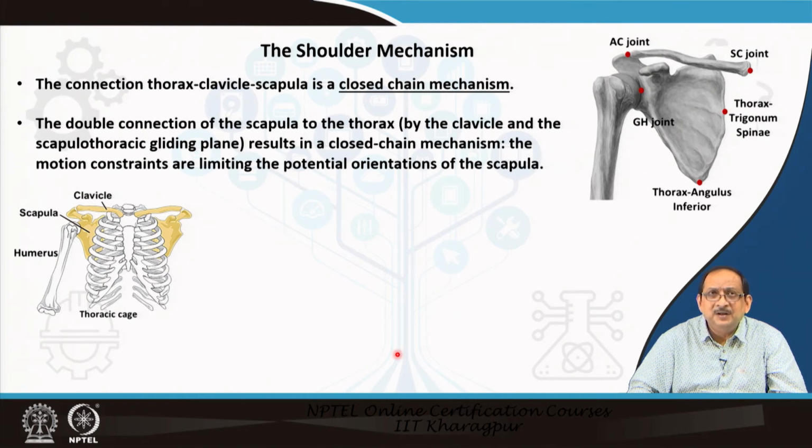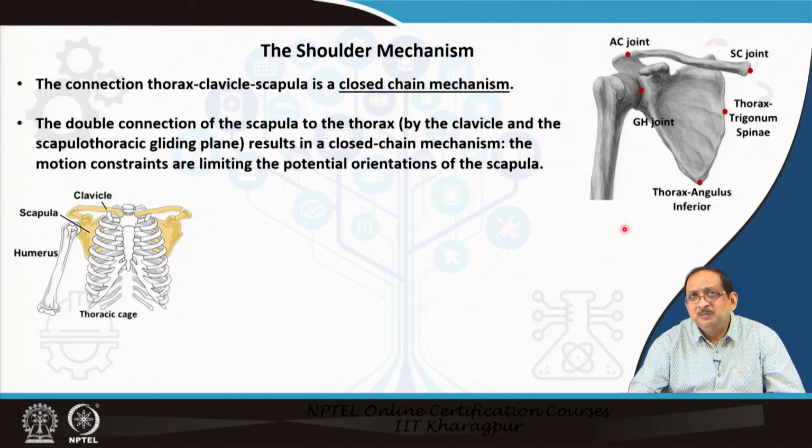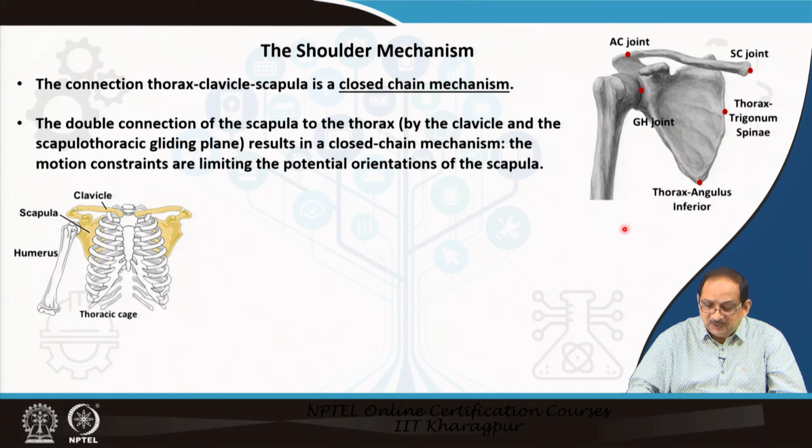As discussed earlier, the connection of the thorax, clavicle and shoulder is a closed chain mechanism. The double connection of the scapula to the thorax, one by the clavicle here and the other by the scapulothoracic gliding plane, results in a closed chain mechanism. The motion constraints are limiting the potential orientation of the scapula.